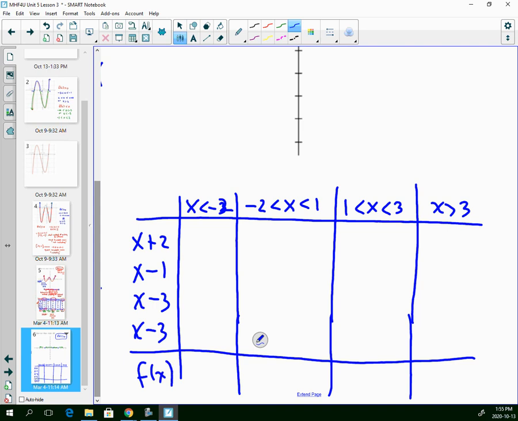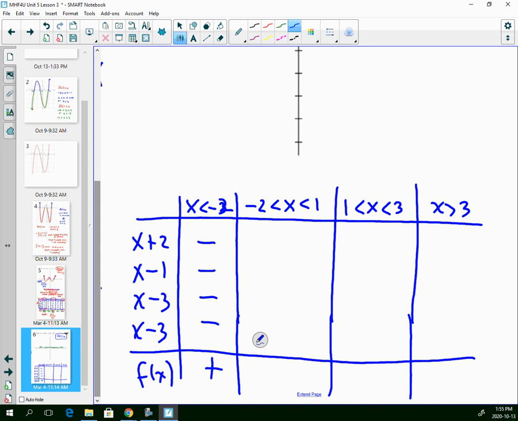So I'm going to pick a number that's less than -2. I'll pick any number, let's say -3. So -3 plus 2 gives me a negative result. -3 minus 1 is a negative result. -3 minus 3 is a negative result. And then 4 negatives make a positive.